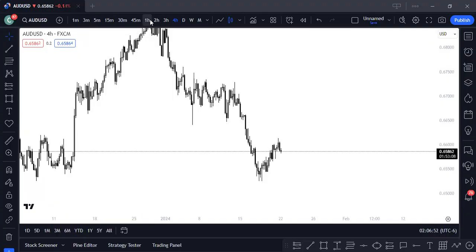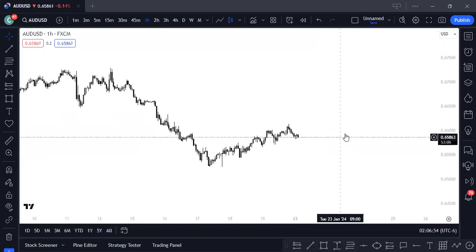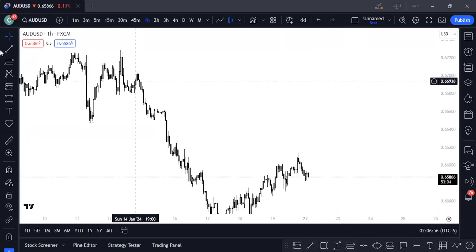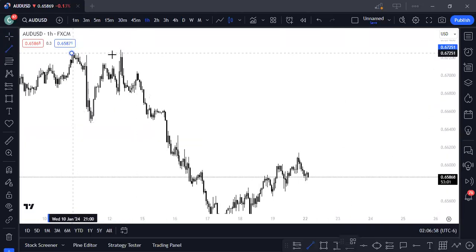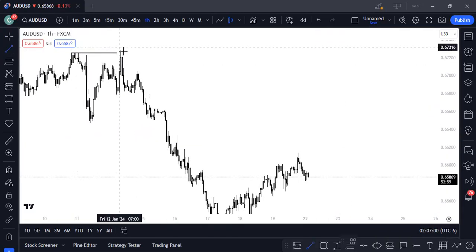Most recent sweep. I can't see the most recent sweep here. No, today. Okay, I had this setup. This is the most recent sweep.